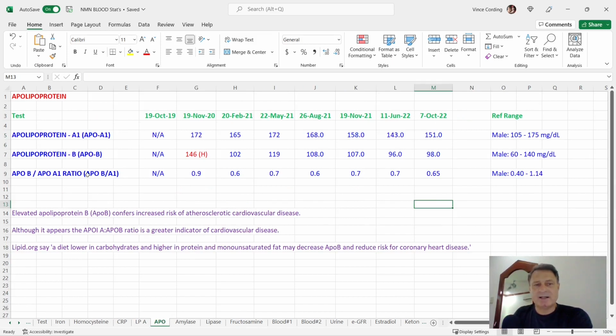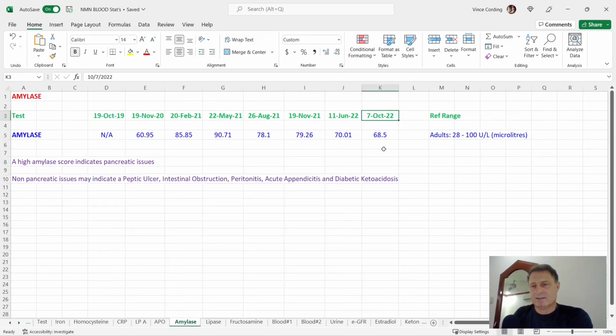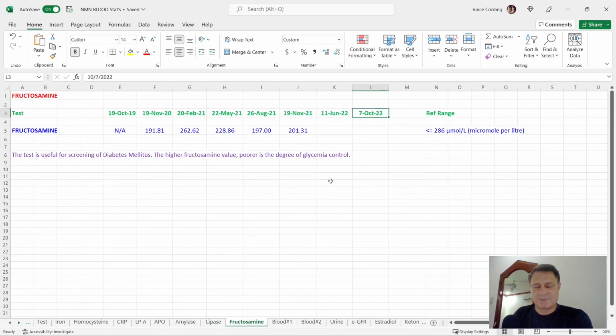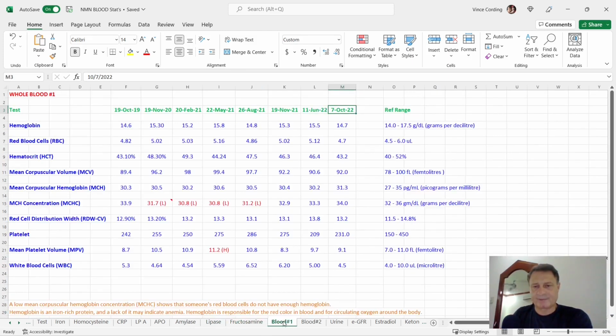Apolipoprotein A1, B, and also the ratio, again, all within reference range, so I don't have any problems or issues with that. Amylase should be between 28 and 100. Mine is 68, so it was 70, so it's down slightly, but still well within the reference range. Lipase, they've changed the metric here. It should be between 73 and 393. 134 is at the lower end, but is within the reference range. Fructosamine, they don't tell me that anymore.